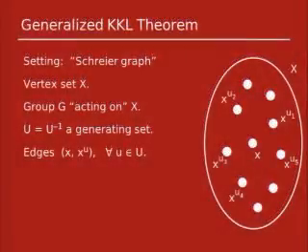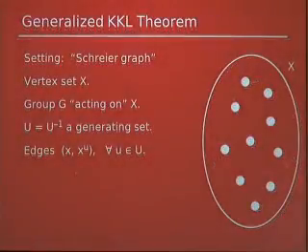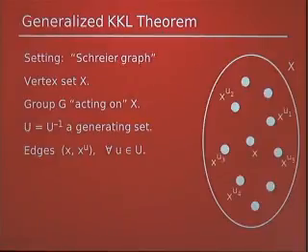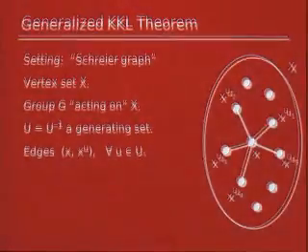OK, it's a graph, so what edges do you put in? You look at each little x in big X, and you put an edge to each x acted upon by u for each little u in the generating set. So here's x. You act upon it by all of the elements in the generating set. That gives you some other elements in capital X, and you just put an edge to all of them.